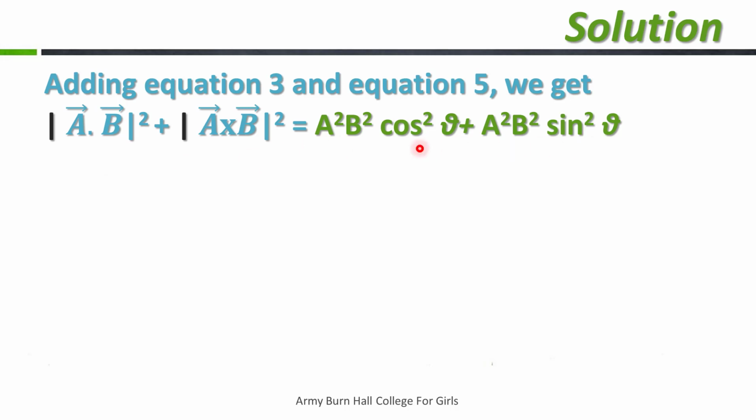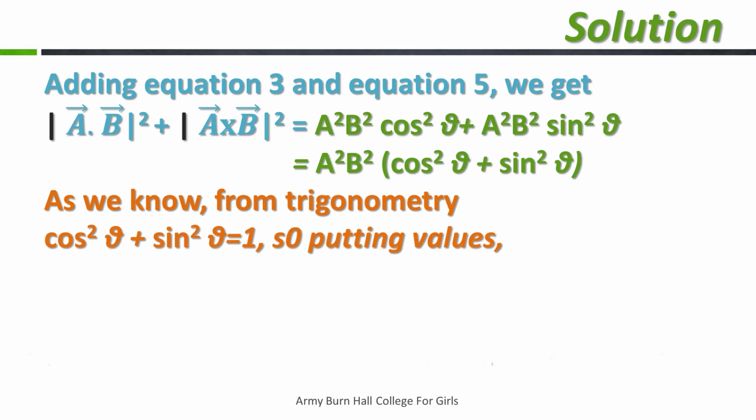You can see that on the right hand side, a square b square is a common factor, so we can take it as common. Within the brackets we have cos square theta plus sine square theta. And you people know this very well, that this is our trigonometric identity. Cos square theta plus sine square theta gives us the value of 1. So putting values, that will give us a square b square into 1.